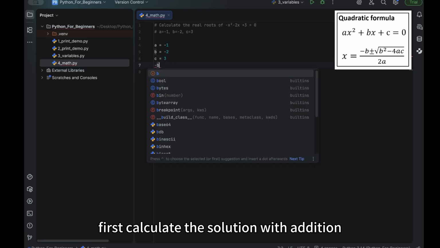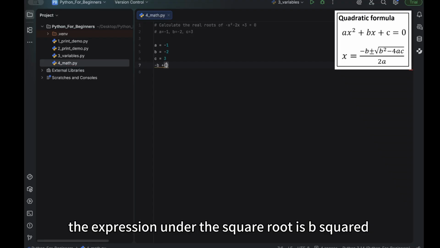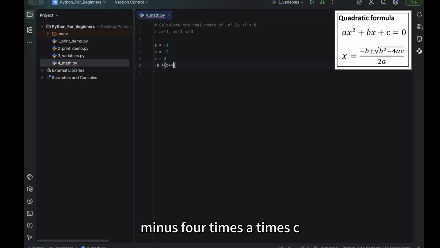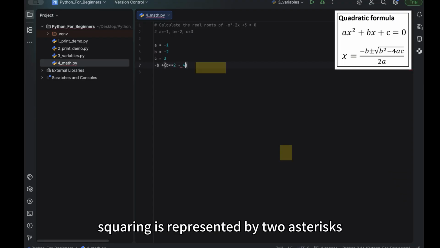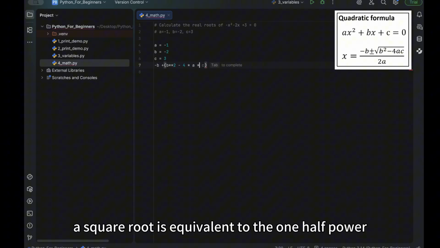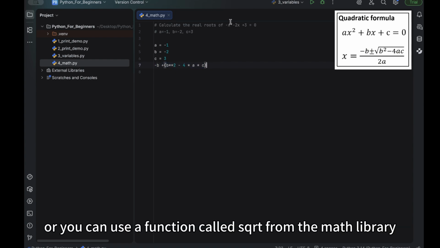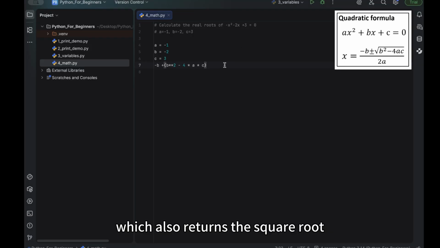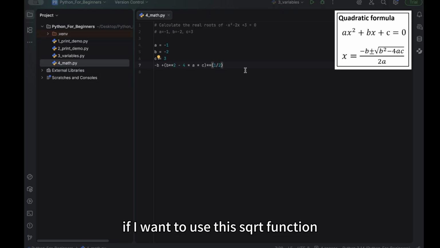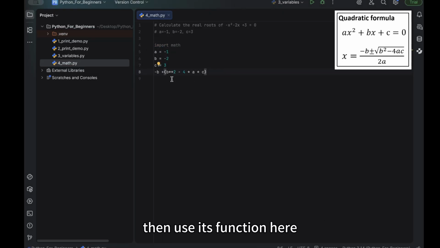First, calculate the solution with addition, which is -b plus the square root of the expression b squared minus 4 times a times c. Squaring is represented by 2 asterisks. Then the question comes, how do we write the square root in code? A square root is equivalent to the 1/2 power, so it can be written in this way, or you can use a function called sqrt from the math library, which also returns the square root. This is written in the documentation. If I want to use this sqrt function, first I need to import math at the top of the file. Then use its function here.